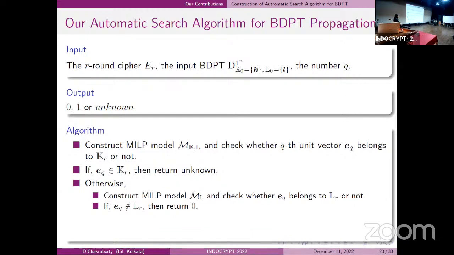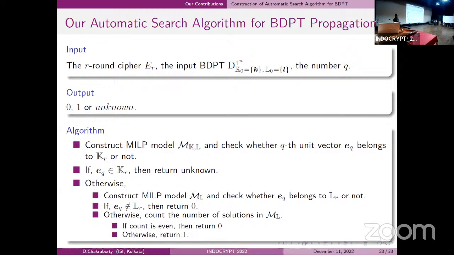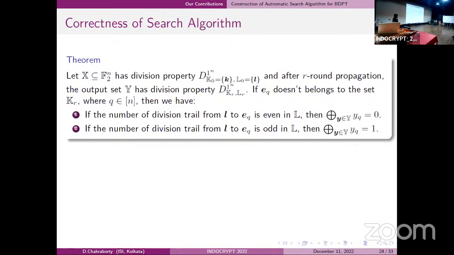If EQ belongs to LR, then exactly from the definition we can say that the parity of this bit is 0. And if EQ doesn't belong to KR but belongs to LR, then we count the number of solutions, or all the physical solutions in ML. If the count is even, we return 0, and if the count is odd, we return 1 as the parity. And this is the correctness proof of the algorithm.